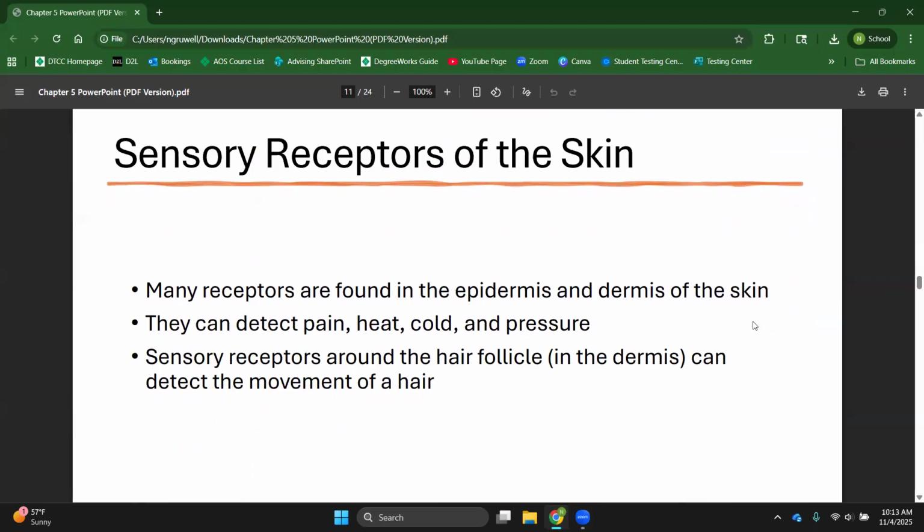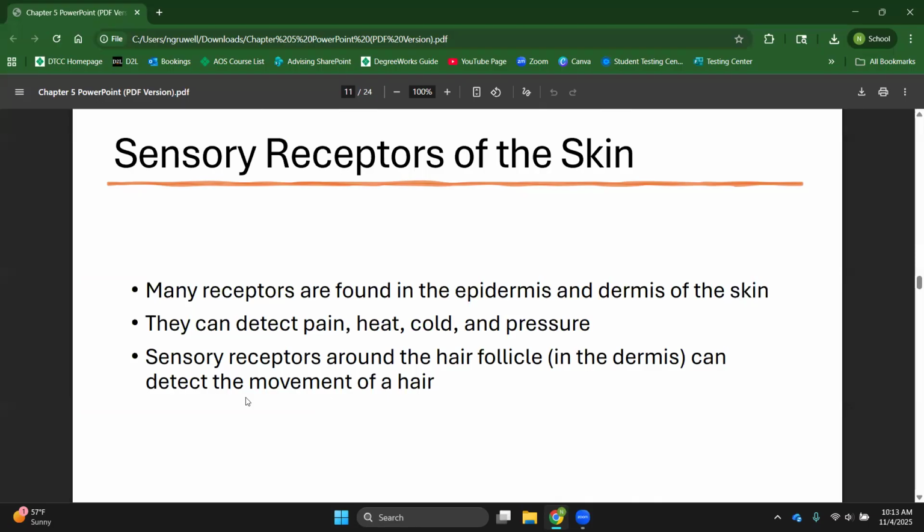Sensation was another big function that we mentioned. We have many receptors. Some are found within the epidermis, some are found within the dermis. We're not going to go into every single type of receptor we have, but I think it's important to understand that different types of sensations have different receptors. For example, pain has its own receptor. Heat and cold, temperature, has its own receptor. Pressure has its own receptor. Even something sharp has its own receptor. Vibration has its own receptor. So we have receptors that are specific to the different sensations that we experience.